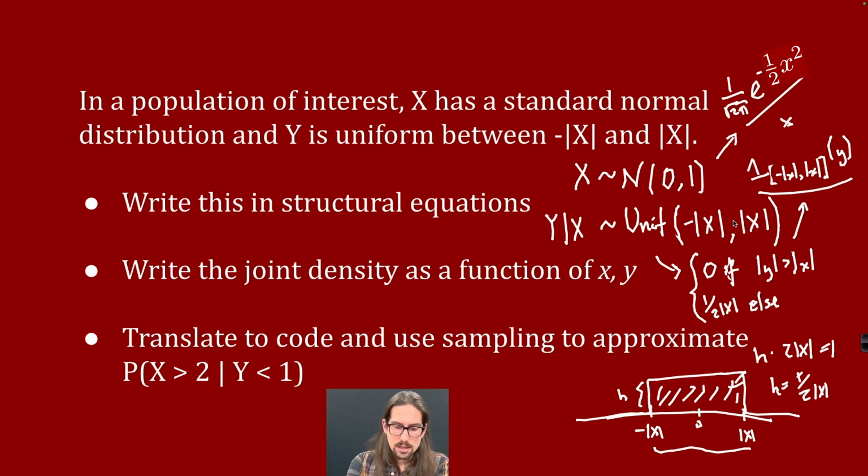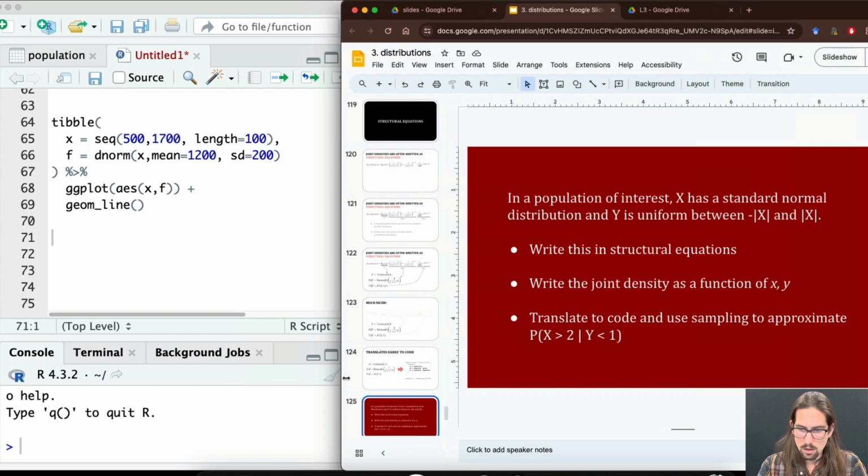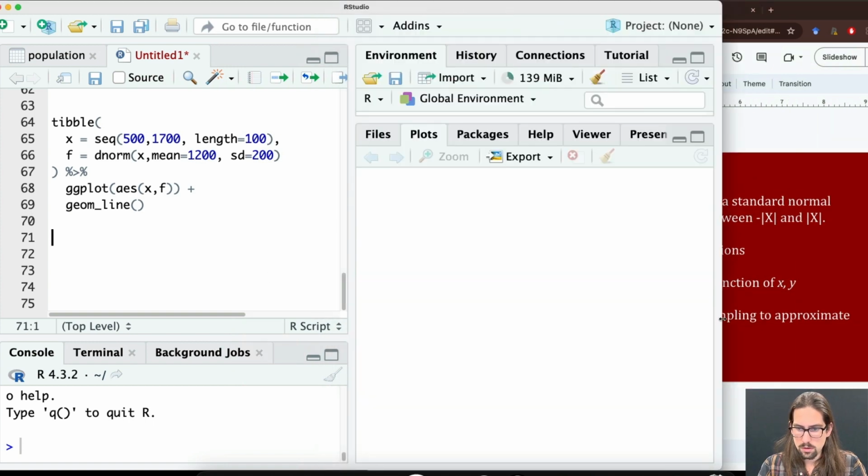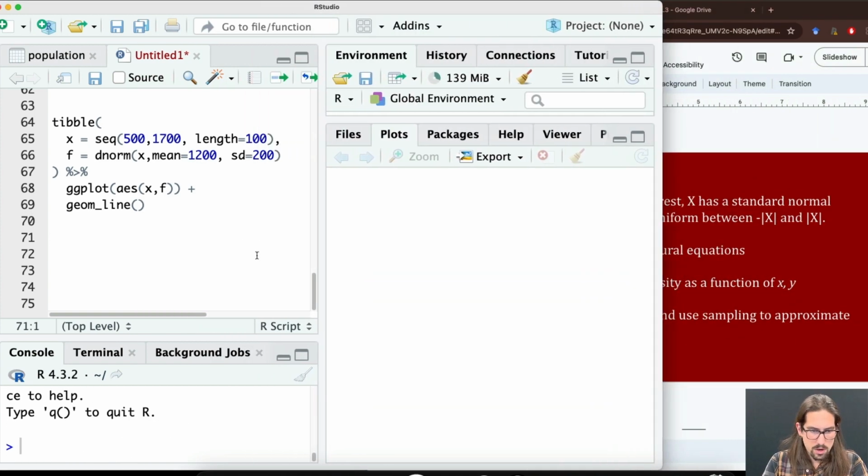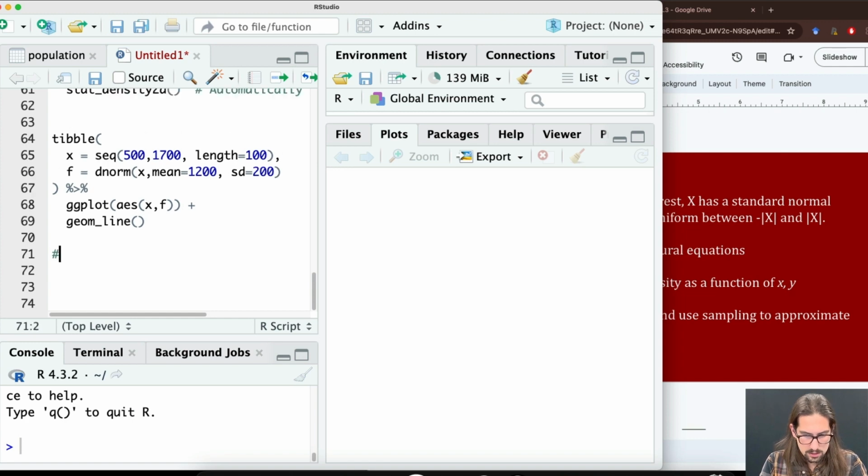Okay, so the last thing is translate this to code, and let's use sampling to approximate this particular probability. So let's do that. Well, we want x to be normal, and then we want y given x to be uniform, like this.